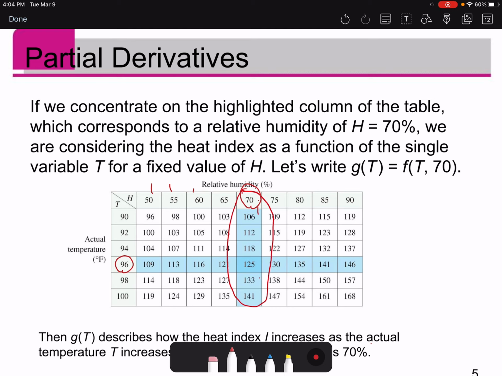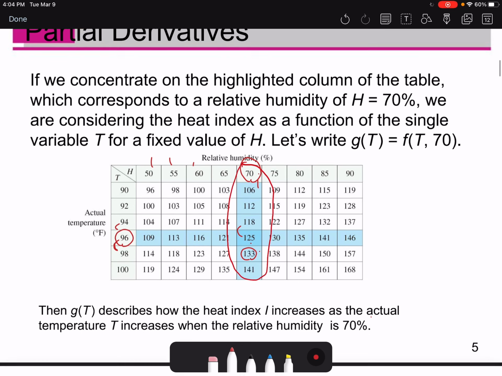As we can see, we only jump 2 degrees at a time. If we go up 2 degrees, the heat index is going to rise from 125 to 133. If we drop 2 degrees, then the heat index drops from 125 to 118. So what does that mean? Let's look at the actual calculus right here.